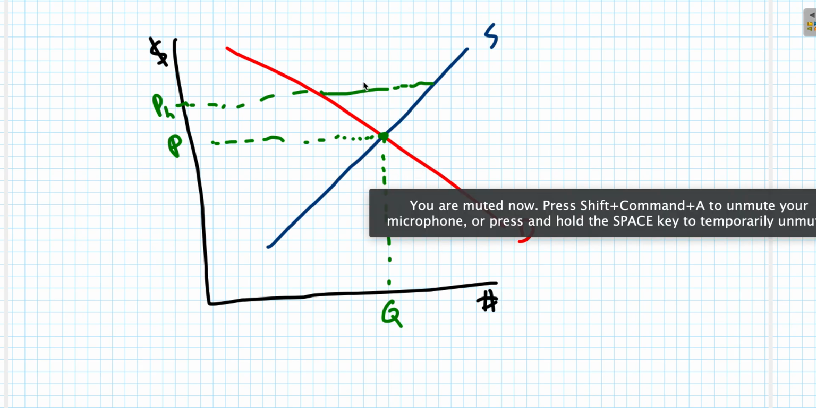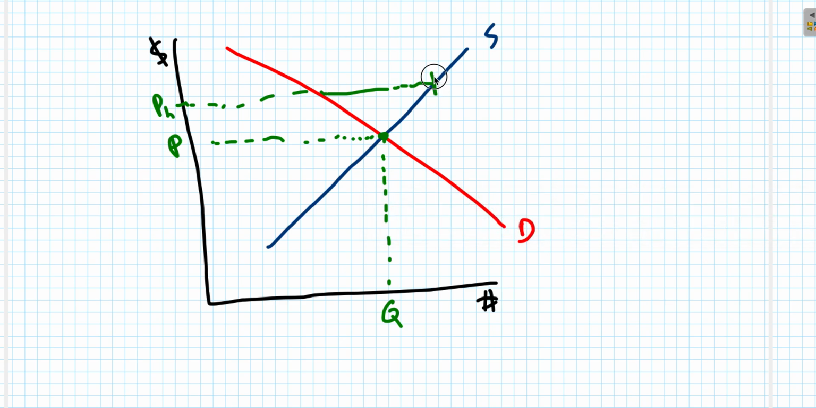And the difference is going to exist in the sense that if the price is high, you're going to have a lot of people wanting to sell it. So a lot of sellers, but you're going to have very few buyers. And we wind up with this surplus. And nobody wants it. Okay?